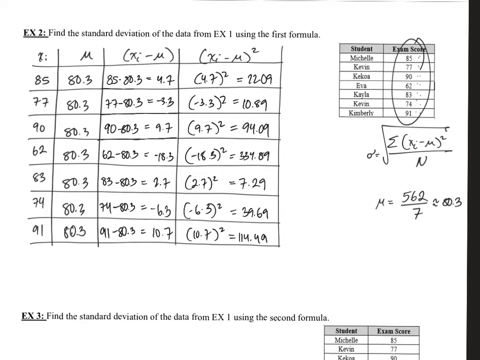And now for the formula, what we need to figure out is what the sum of all these are, because I need to fill that out right there. So on the side, I'm going to write the sum of (xi minus mu) squared is going to equal, I'll go ahead and add these up. When I add them up, I get 646.33.